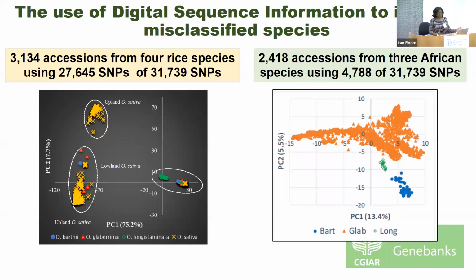I want to give a few examples where we were able to use this digital sequence information to identify human error or misclassified species. This kind of error could happen in the gene bank collection. If you look at this graph, where we have several groups, we found that one wild species named Oryza barthii was plotting with some cultivated rice. So we were able to identify those misclassified species using this information.